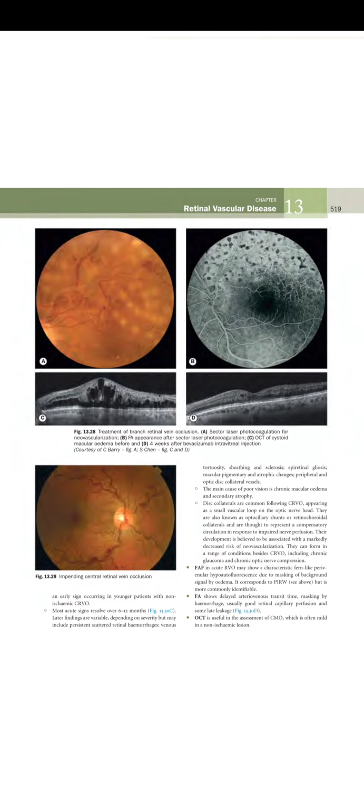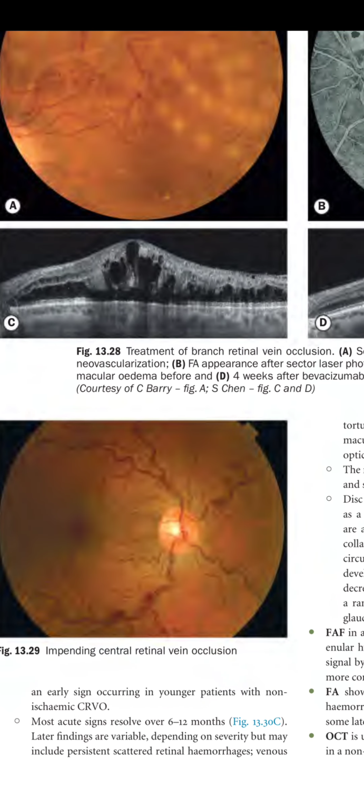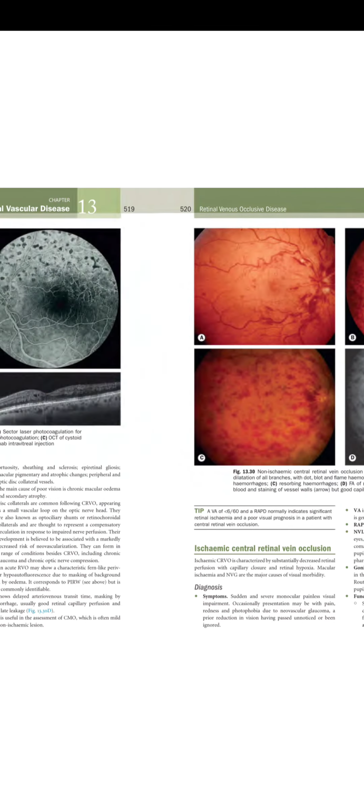So let's see the figure. This is an impending CRVO. You can see that there is dilatation and tortuosity of the retinal veins, but there are very few scattered hemorrhages. So that's it for part 5.